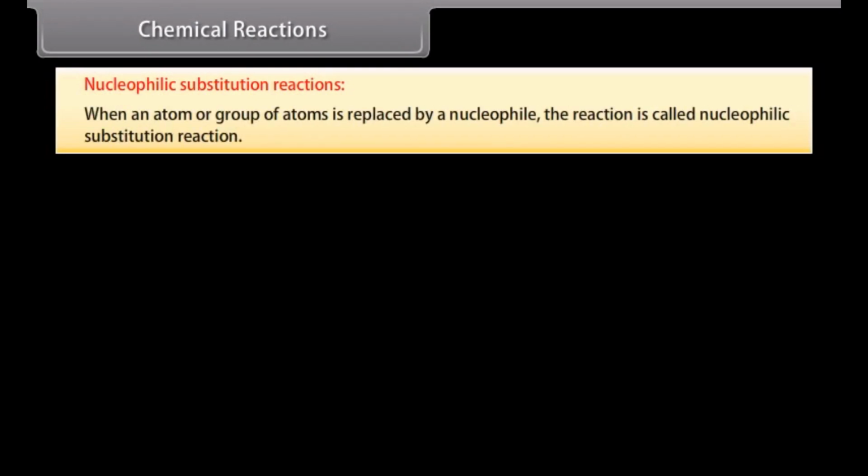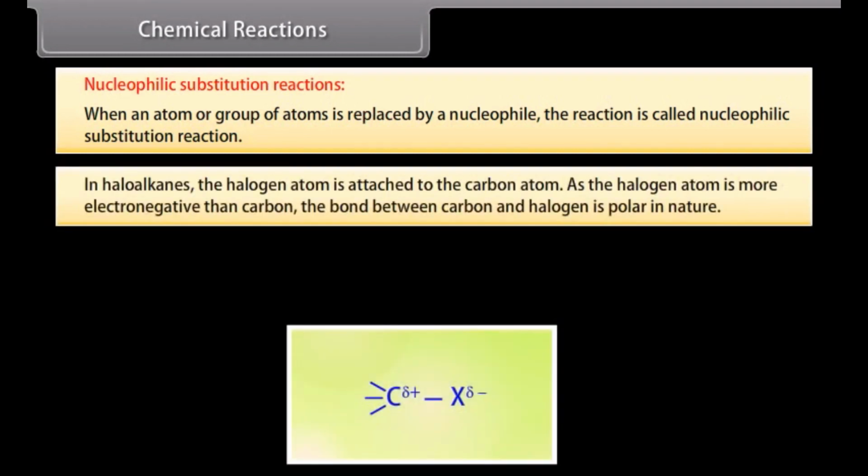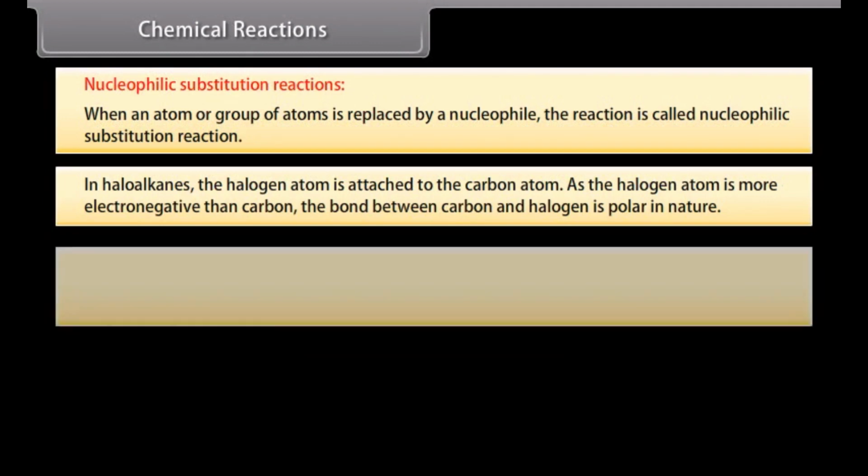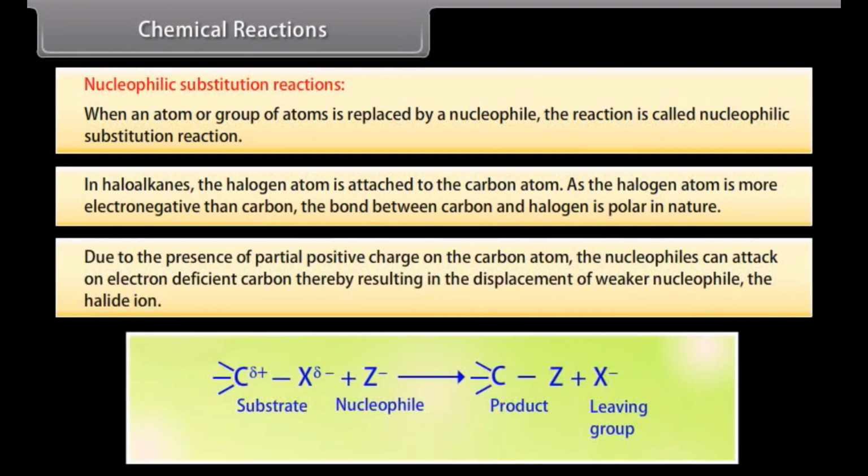When an atom or group of atoms is replaced by a nucleophile, the reaction is called nucleophilic substitution reaction. In haloalkanes, the halogen atom is attached to the carbon atom. As the halogen atom is more electronegative than carbon, the bond between carbon and halogen is polar in nature. Due to the presence of partial positive charge on the carbon atom, the nucleophiles can attack the electron-deficient carbon, thereby resulting in the displacement of the weaker nucleophile, the halide ion.